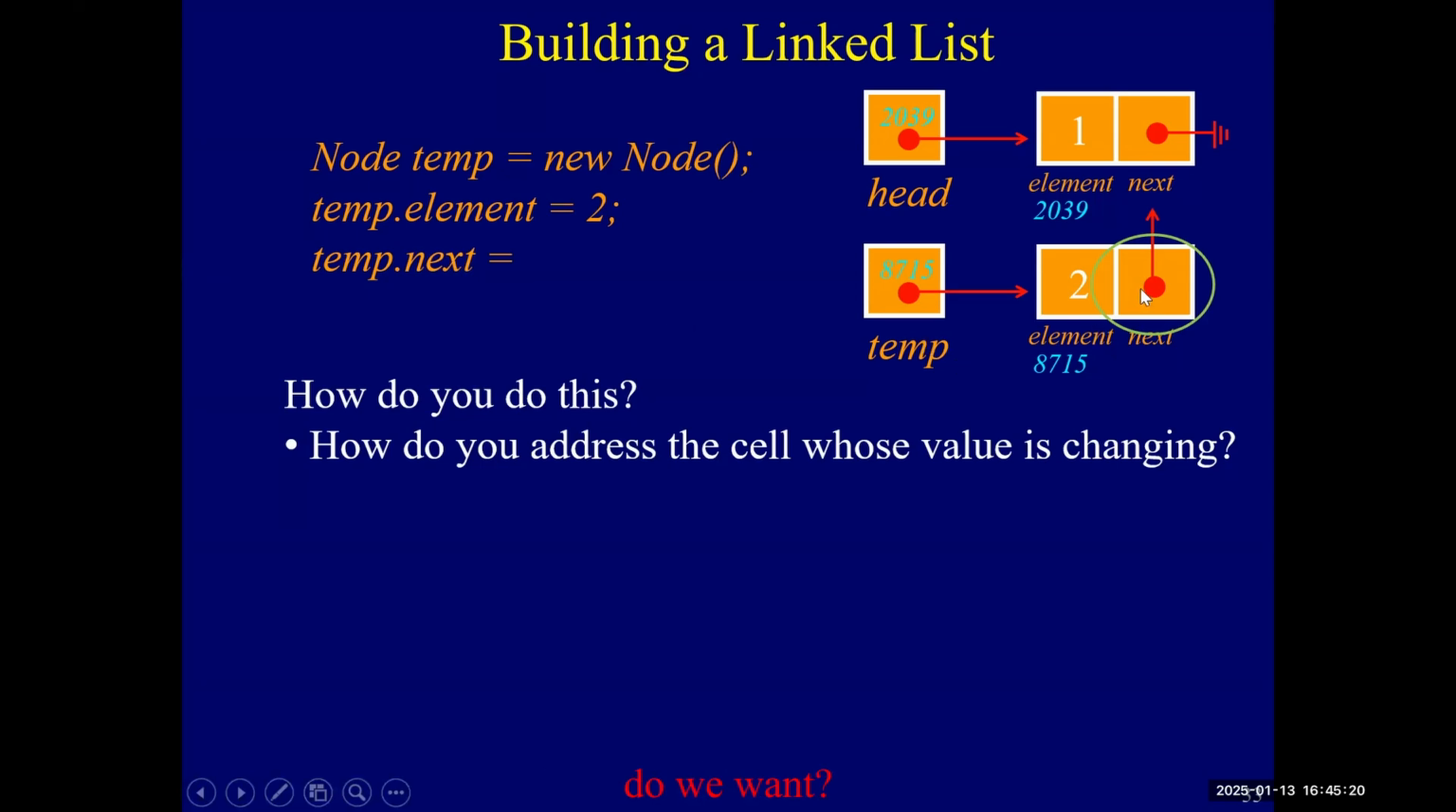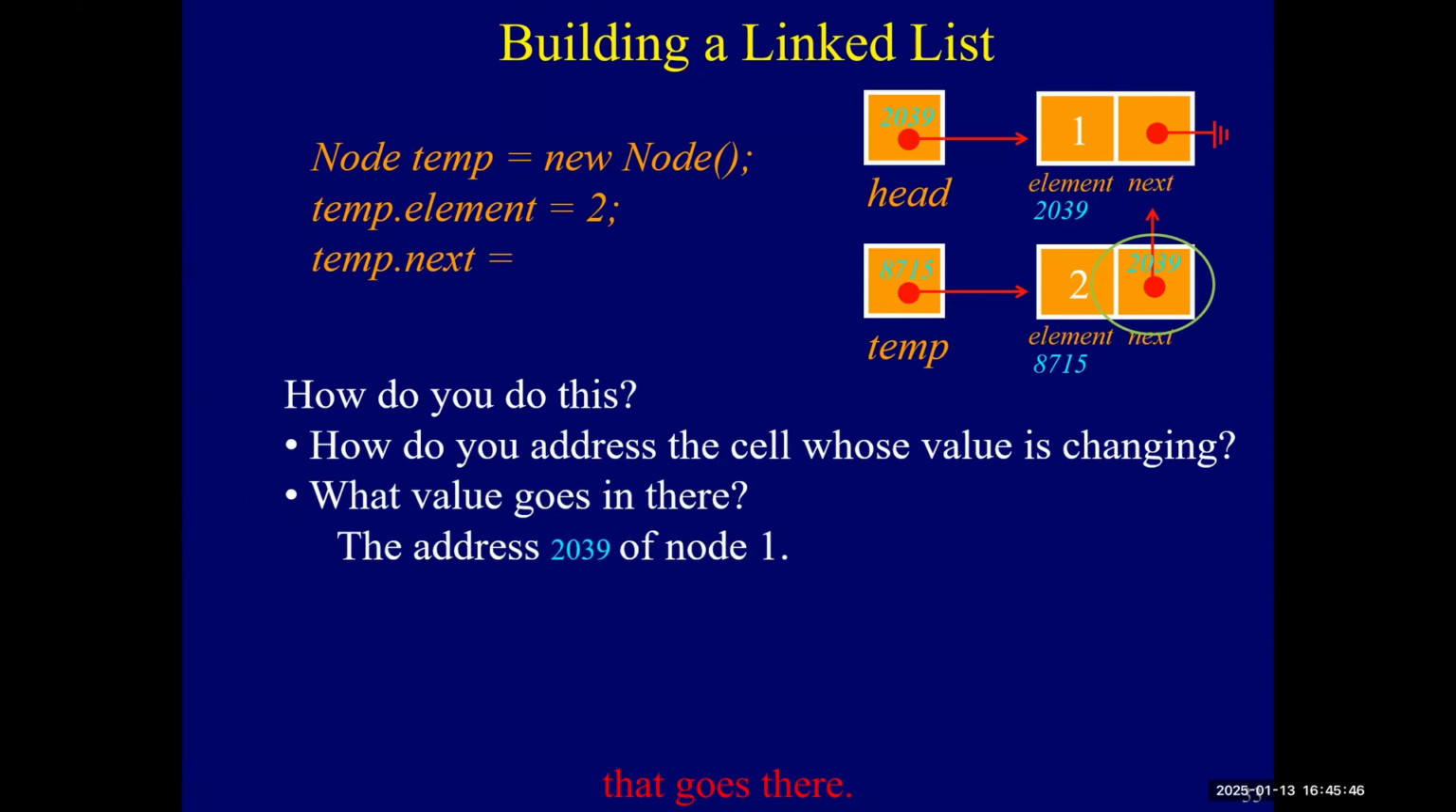And what value do we want? The value we want is the 239. We want it to point at this object, so we want this value. Who's holding this value? Who's pointing at this now? Head is pointing at it. So we're going to take the value out of head, and that's the value that goes there. Head has that value, so we take the value out of head and put it into this field. People see this?